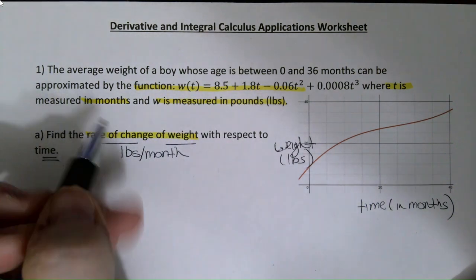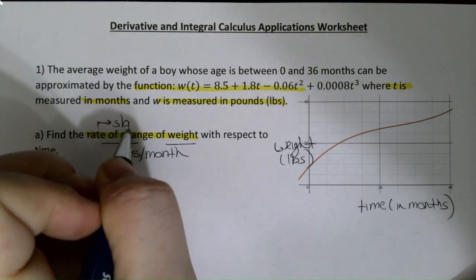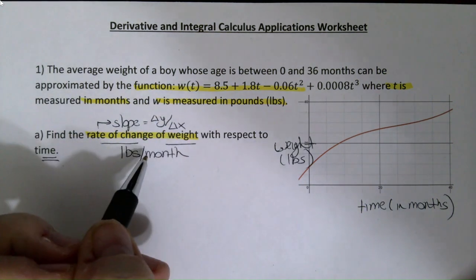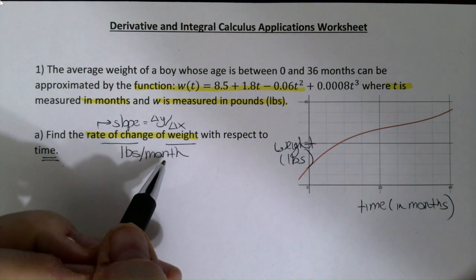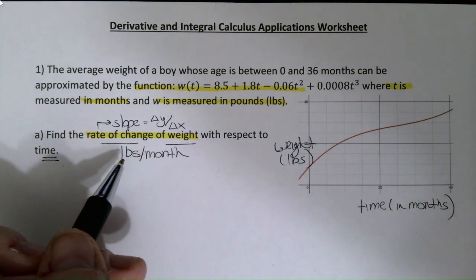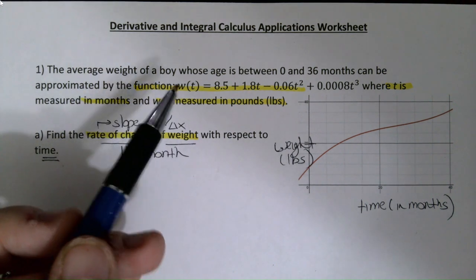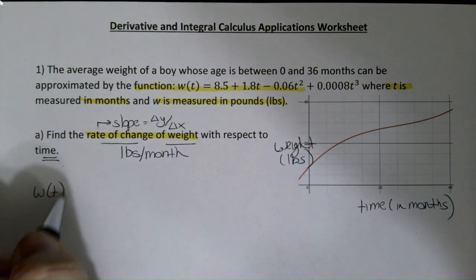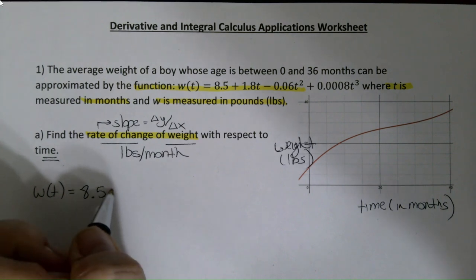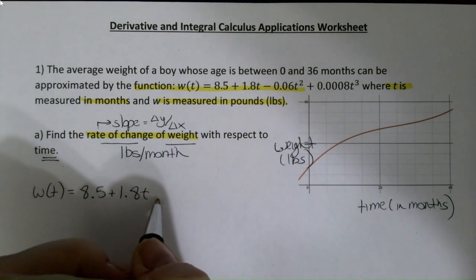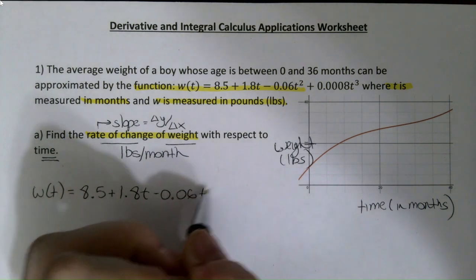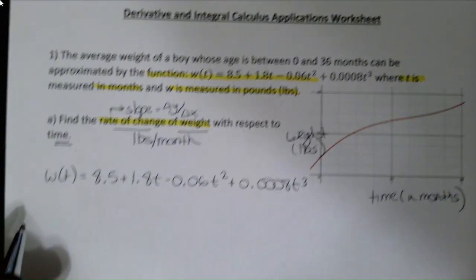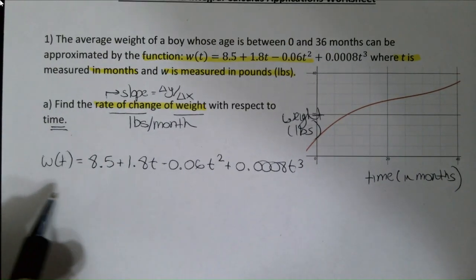So a rate of change would be another word for us for slope, which is another word for saying changing y and changing x. And what y represents is pounds, and what x represents is months. So we are looking for actually pounds per month here. So we know that since we have a function representing weight, W(t) = 8.5 + 1.8t - 0.06t squared + 0.0008t cubed, this is currently the function that represents weight, but not rate of change.